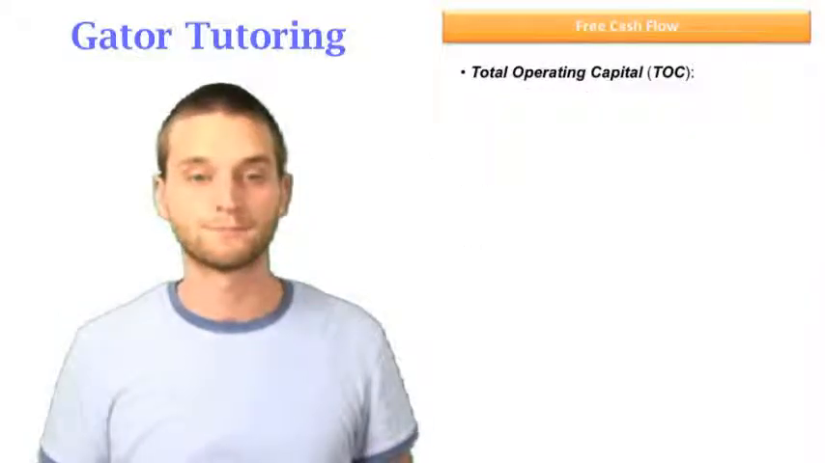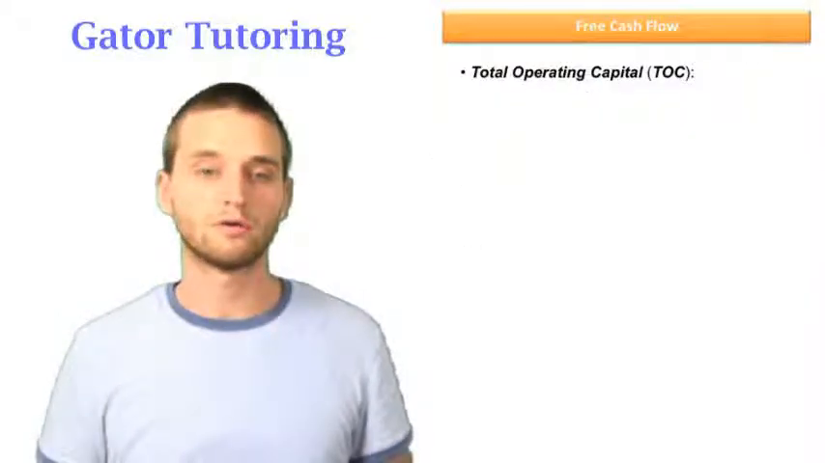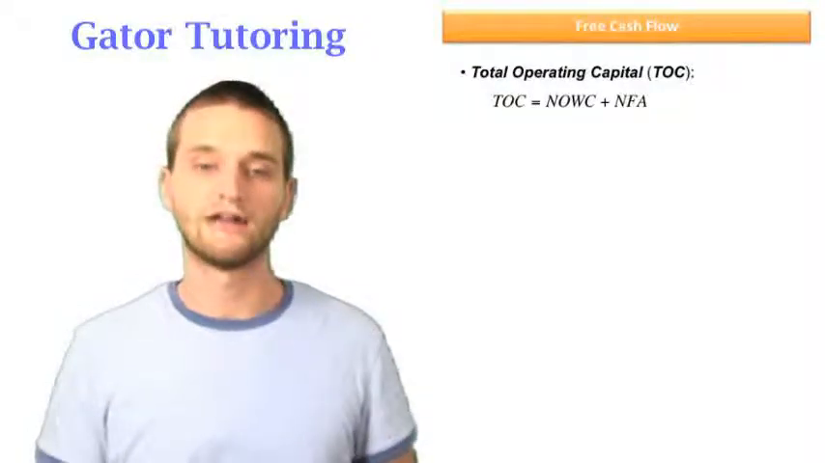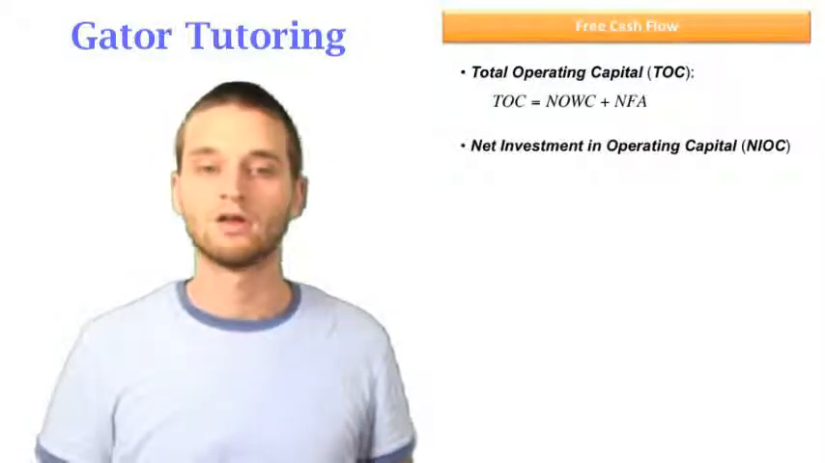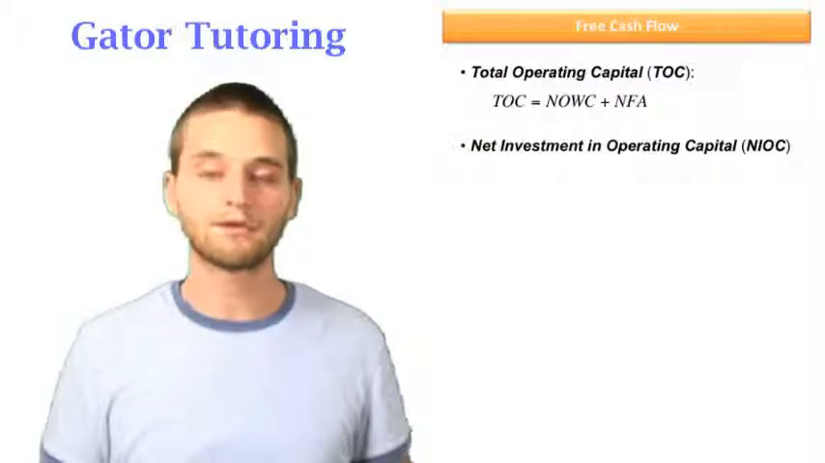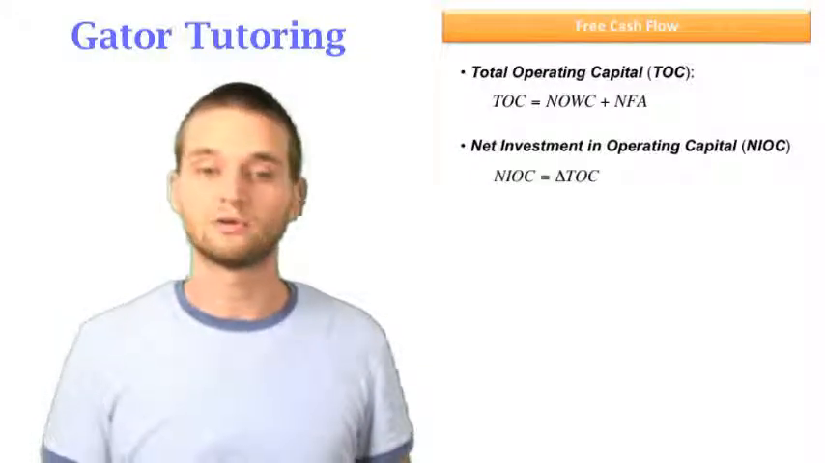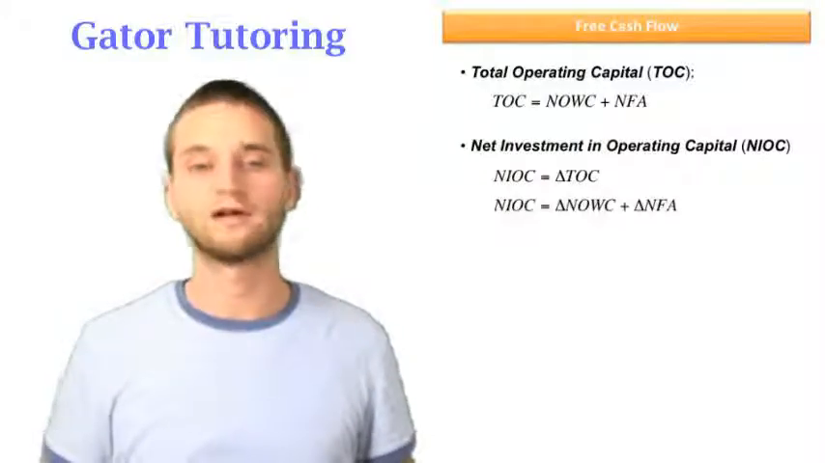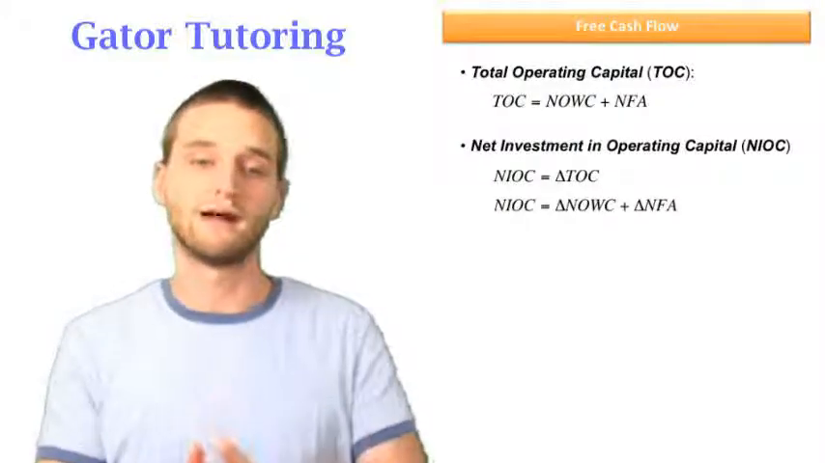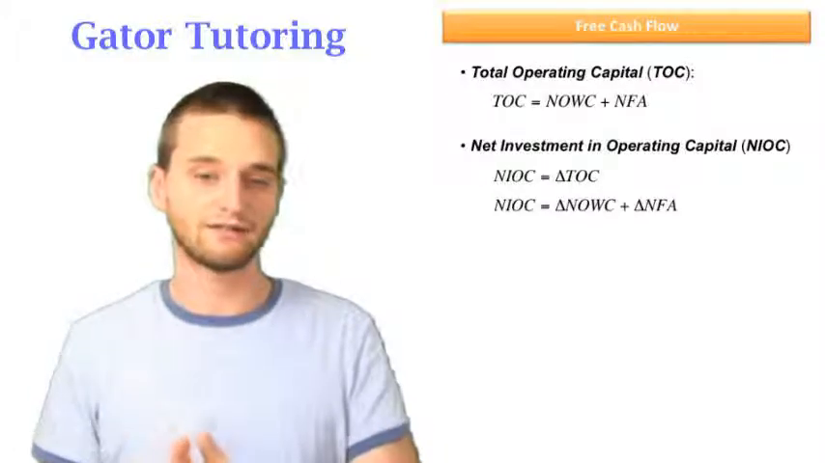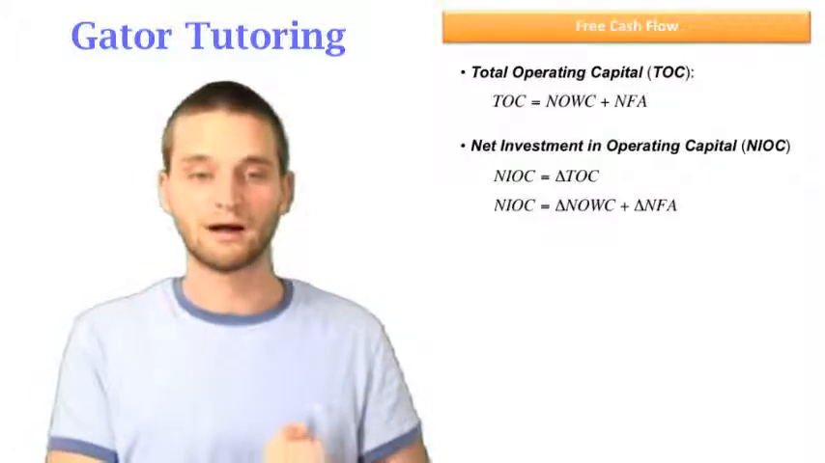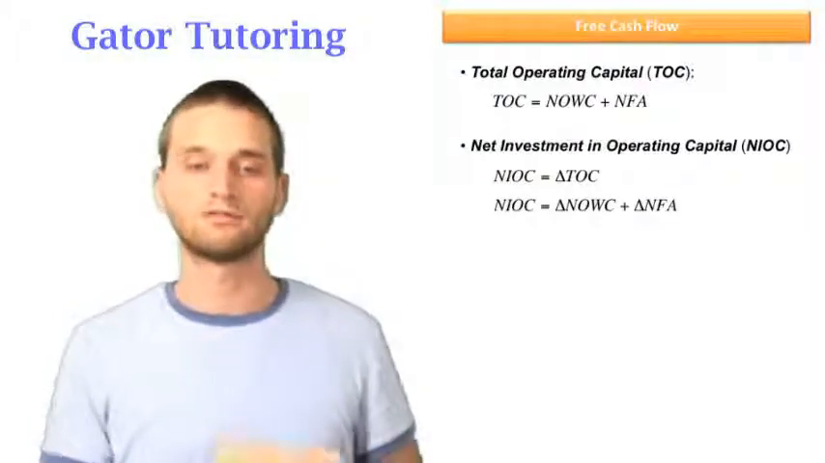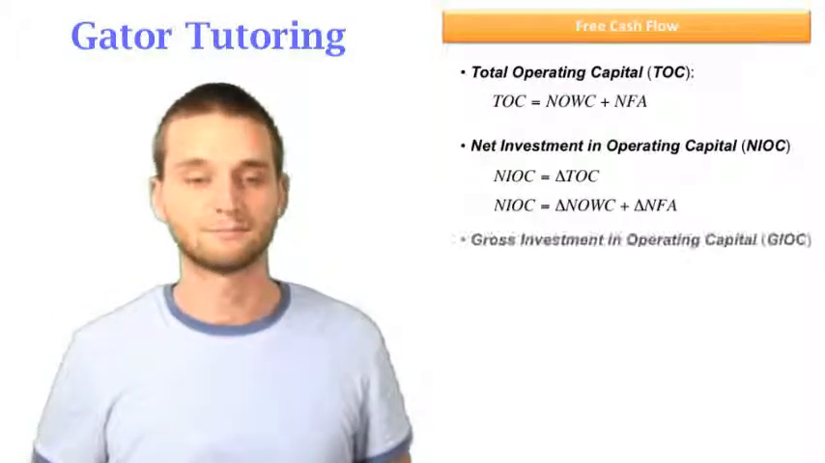Total operating capital, TOC, is equal to our net operating working capital plus our net fixed assets. Net investment in operating capital, NIOC, is equal to our change in our total operating capital, which we can also write, since total operating capital is net operating working capital plus net fixed assets, as net investment in operating capital equal to the change in net operating working capital plus the change in net fixed assets.